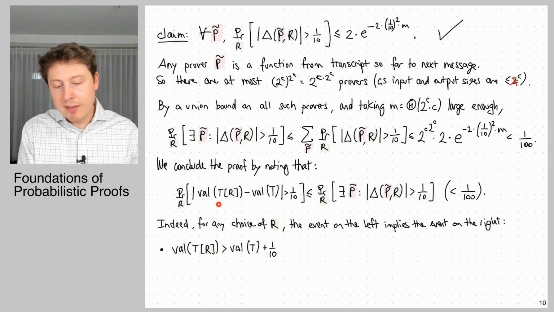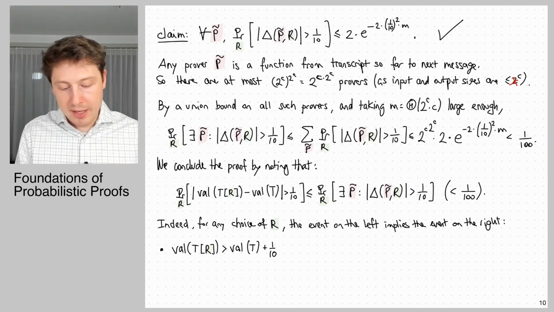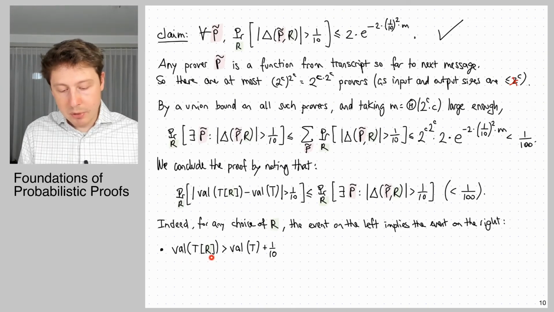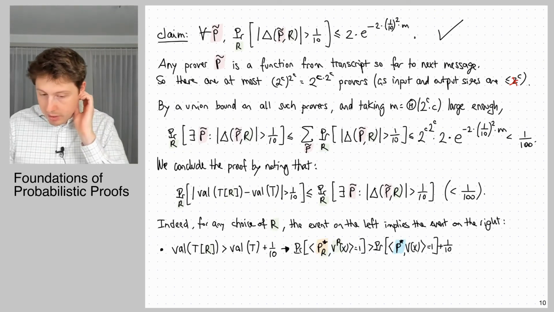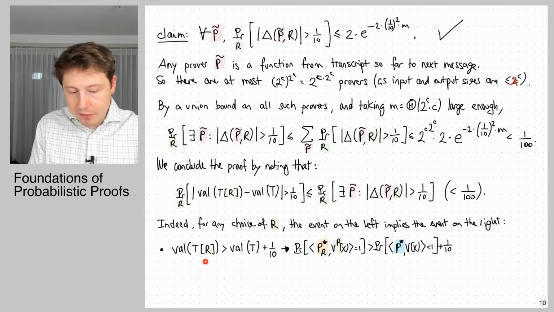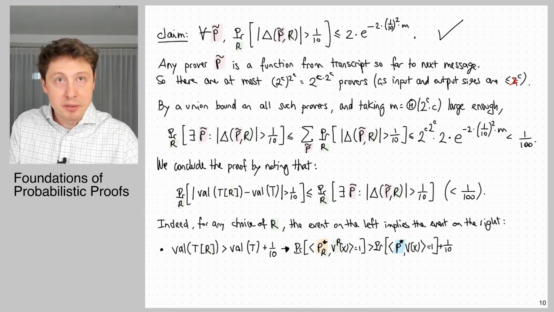We have an absolute value here, so we need to consider both sides. Suppose first that for a particular choice of R, the value of the residual game tree is greater than the value of the original game tree plus 1/10. Well, what does that mean? Let's think about it. Remember that the value of the tree being high means that there is some prover that achieves it.